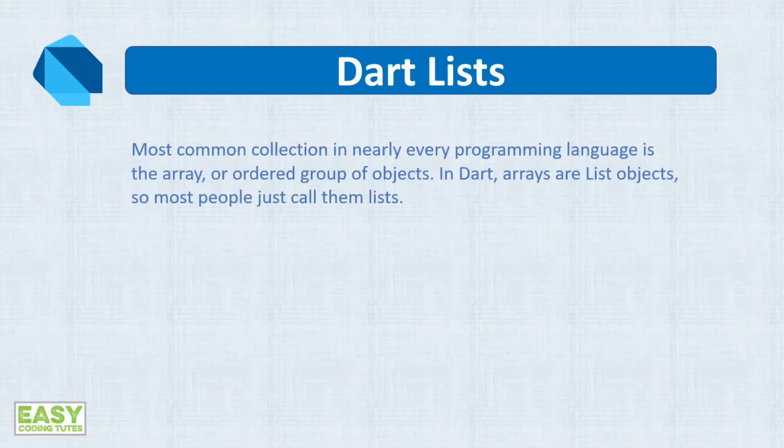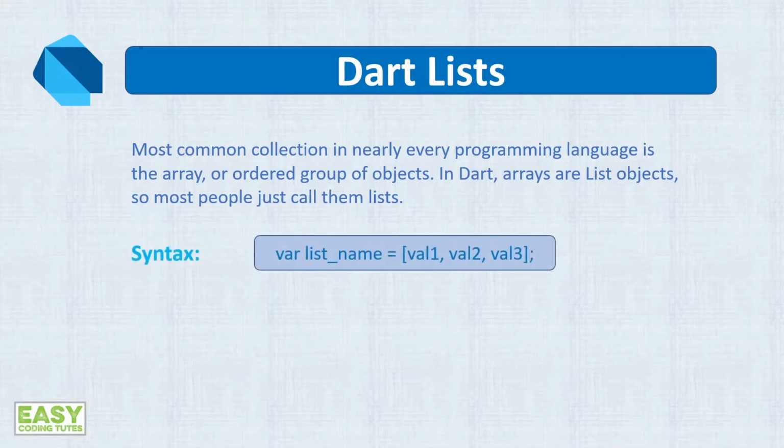The most common collection in nearly every programming language is the array, or ordered group of objects. In Dart, arrays are list objects, so most people just call them lists. Dart list literals are denoted by a comma separated list of expressions or values enclosed in square brackets. So here we have a syntax, where list name is equal to val1, val2 and val3.